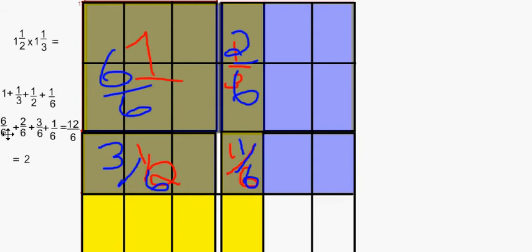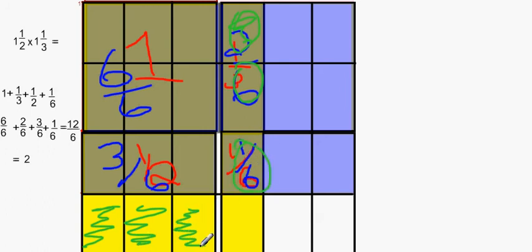Adding that all up, 6/6 plus 2/6 plus 3/6 plus 1/6 gives me a total of 12/6. 12/6 is equal to 2 wholes. And I can show that by taking my diagram and taking this piece here and sliding it down to here, this piece here and sliding it down to here, and this piece here and moving it down to here, and therefore I'd have 1 whole and 2 whole double shaded pieces for my answer of 2.